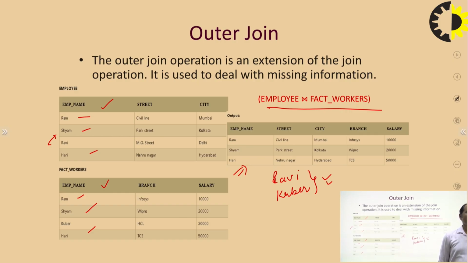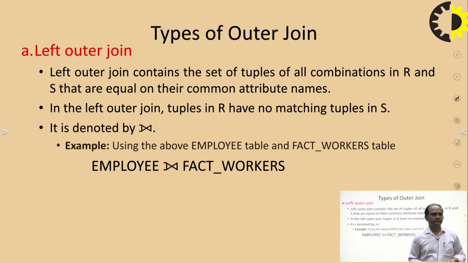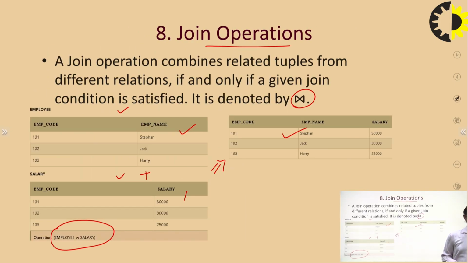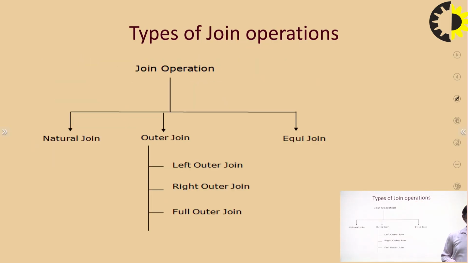So when we want to deal with the missing information in this type of scenario, we can use the outer join. In the outer join, there are three types: left outer join, right outer join and full outer join. These are the three types of join which we use in such scenarios.